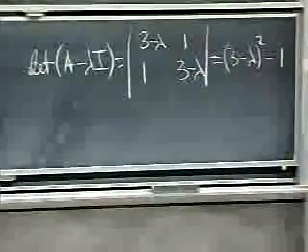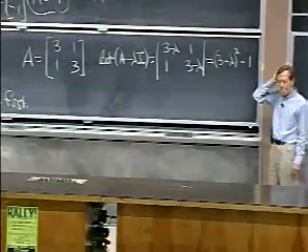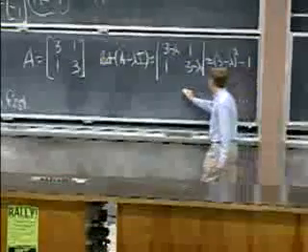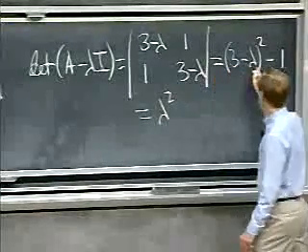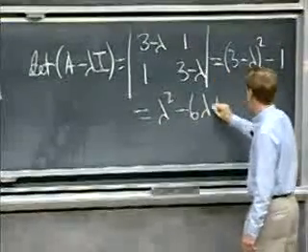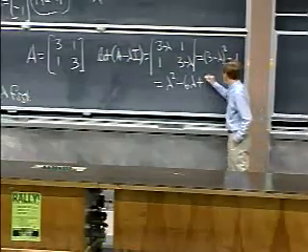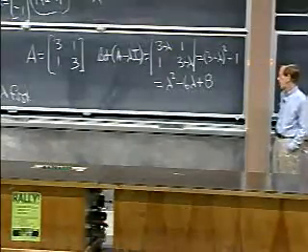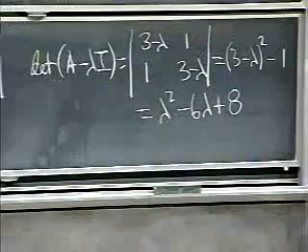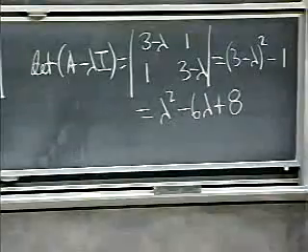And I want that to be 0. I'm going to simplify it. If I multiply this out, I get lambda squared minus 6 lambda plus 8. And that I'm going to set to 0 and solve. It's a quadratic equation. I can use factorization, or I can use the quadratic formula.